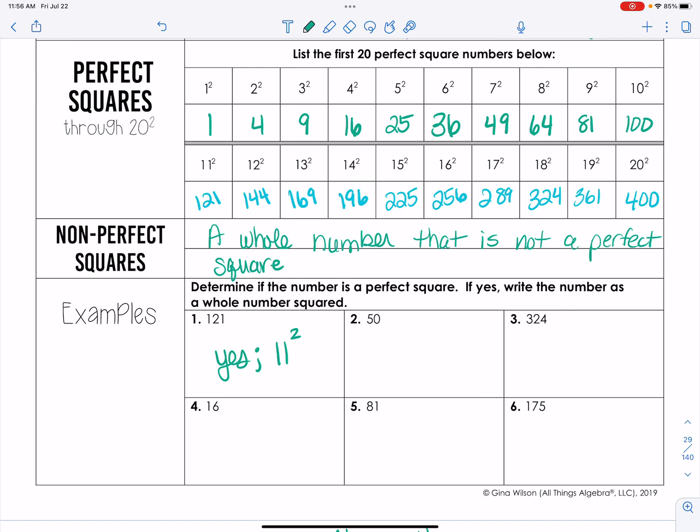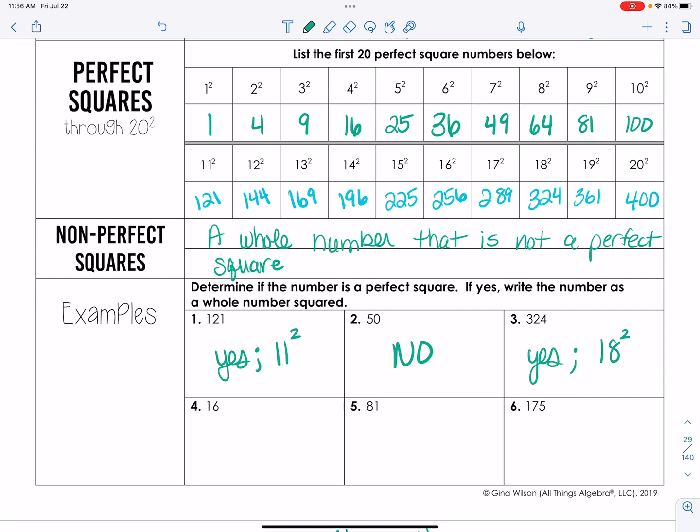The other day when we were working, Tilly was doing some where she had to kind of estimate it. So 50 would be like 7.1 squared. It's going to be a little bit more than 7, but it's not a whole number, so this is a no. 324 is on my list, so I'm going to write yes, and I'm going to write 18 squared.